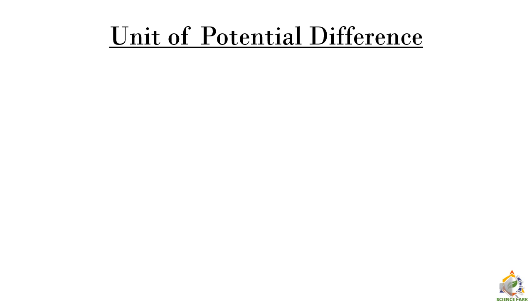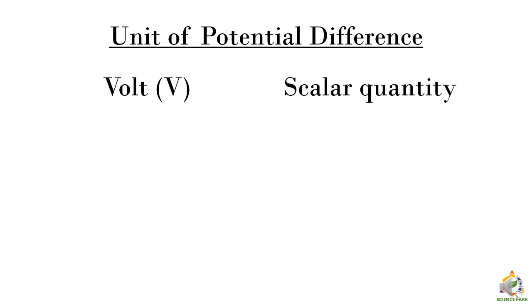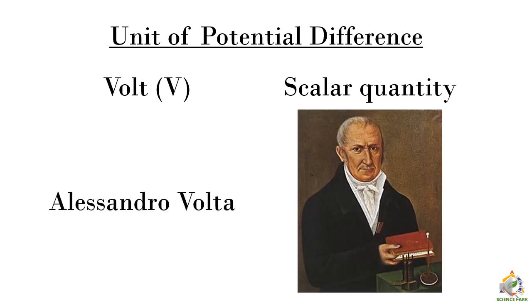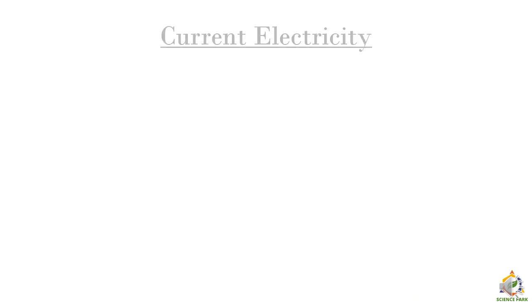Now the unit of potential difference is volt, symbolically represented as capital V. Now friends, as you have learned about scalar and vector quantities, potential difference is a scalar quantity. And it is named after a great scientist, Alessandro Volta.